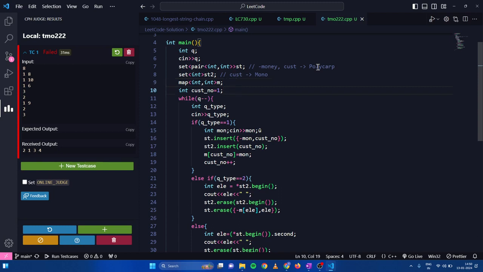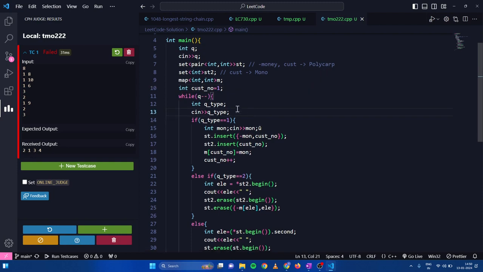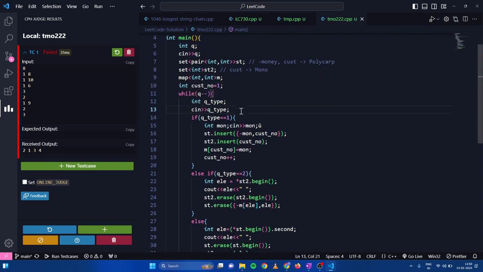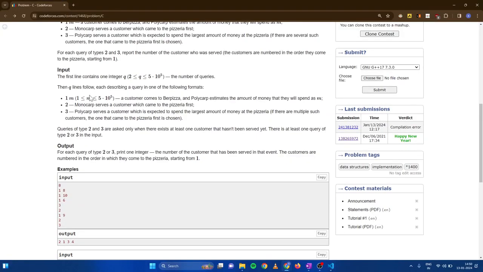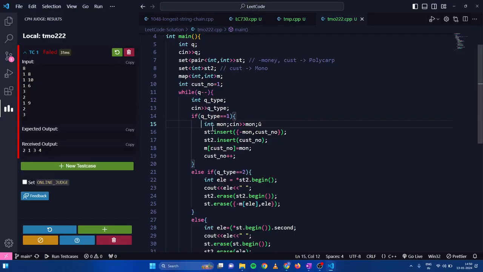Fine. I'm initiating the customer number as 1, that is my first customer would be customer number 1, then second, and so on. For each query, I'm taking the query type as input. If the query type is 1, it means a customer arrives. For that, he has told me that he would be having M, the amount of money spent, so I'm taking input of that. I inserted in the set the negative of money and customer number, because set stores the elements in sorted order.